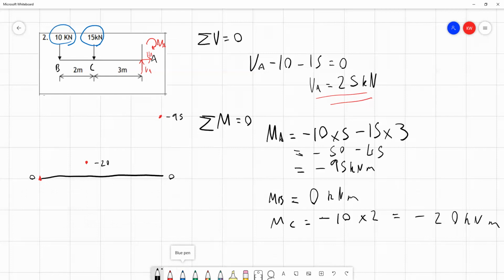And if you remember, when we have straight horizontal lines between our forces on the shear force diagram, we get straight lines at an angle on the bending moment diagram between points. That's meant to be a straight line, and as is this.